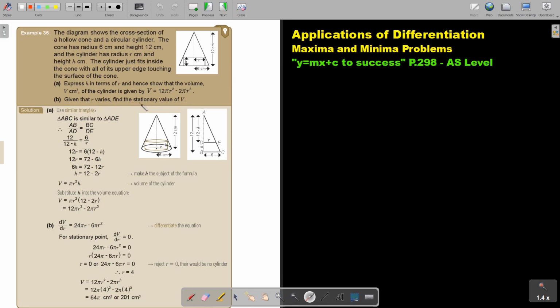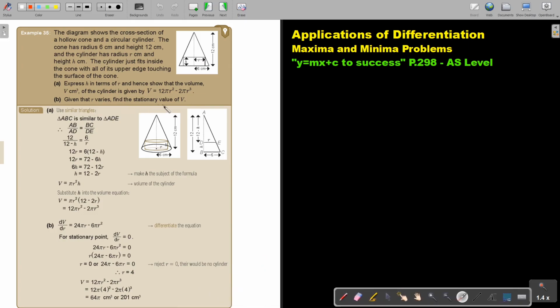If I see stationary point, stationary value, I just know I must differentiate. So dV over dr, I differentiate, I get this. Always for a stationary point, dV over dr will be 0. So I put this equal to 0 and take r out. So r is 0 or this is 0. Now r cannot be 0, reject, there would now be no cylinder. So therefore r will be 4.